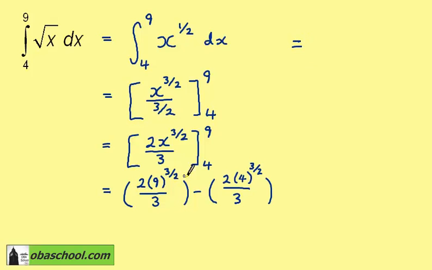Calculating this, and we could do it on a calculator, but the square root of 9 then cubed is 27, so this is 54 over 3, and here this would be 2 cubed, which is 8, times 2, which is 16, so 54 over 3, take away 16 over 3, so we need to do 54 take away 16, which is 38 divided by 3.